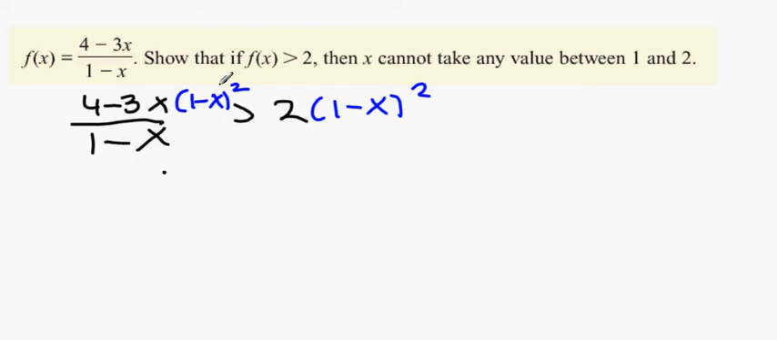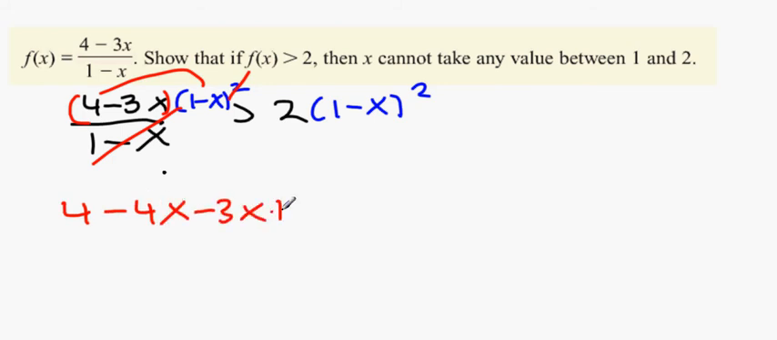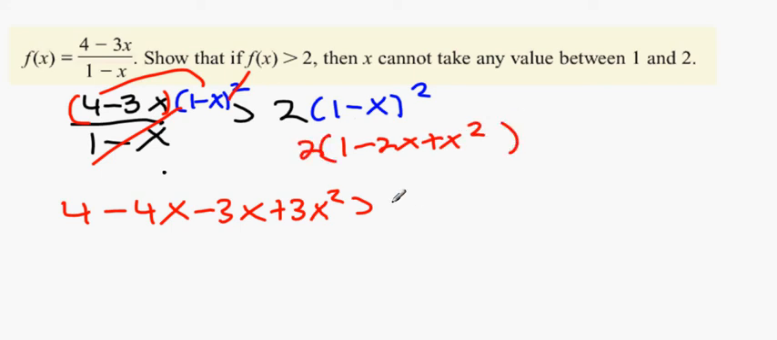So what's happening is this one will cancel with this one here, and now we'll get (4 minus 3x) multiplied by (1 minus x). So we get 4 minus 4x minus 3x plus 3x squared greater than, now this is going to be 1 minus 2x plus x squared, the blue part. We're going to multiply that by 2, and we should get 2 minus 4x plus 2x squared. Next thing we're going to do is bring everything over to one side.